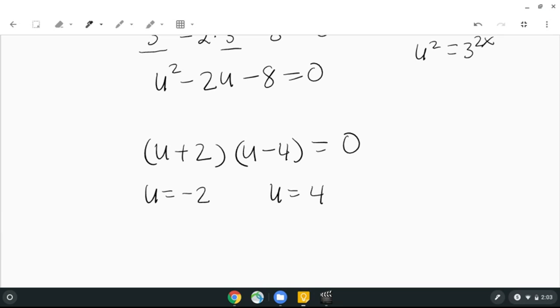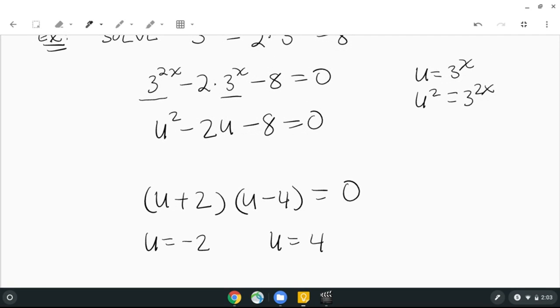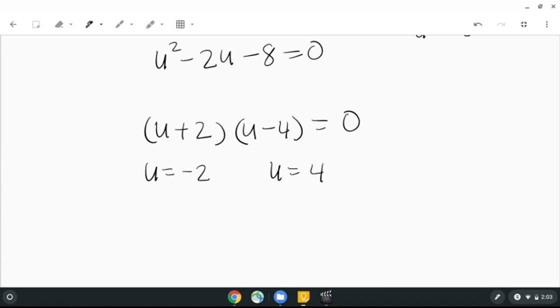Now that we've solved for u, we need to back substitute because we need to actually solve for x. What is u? u is 3 to the x, so let's replace that u with 3 to the x instead, and we'll solve for x. So it's 3 to the x equals -2, and 3 to the x equals 4. Now these are the simpler type of exponentials, so we can take the log.